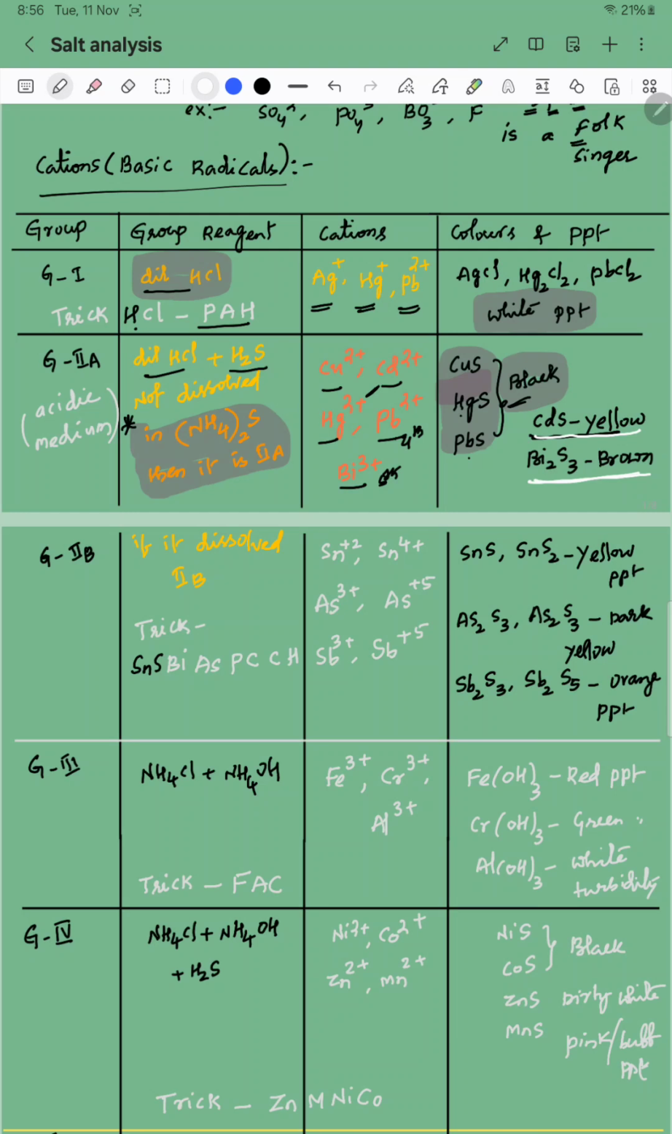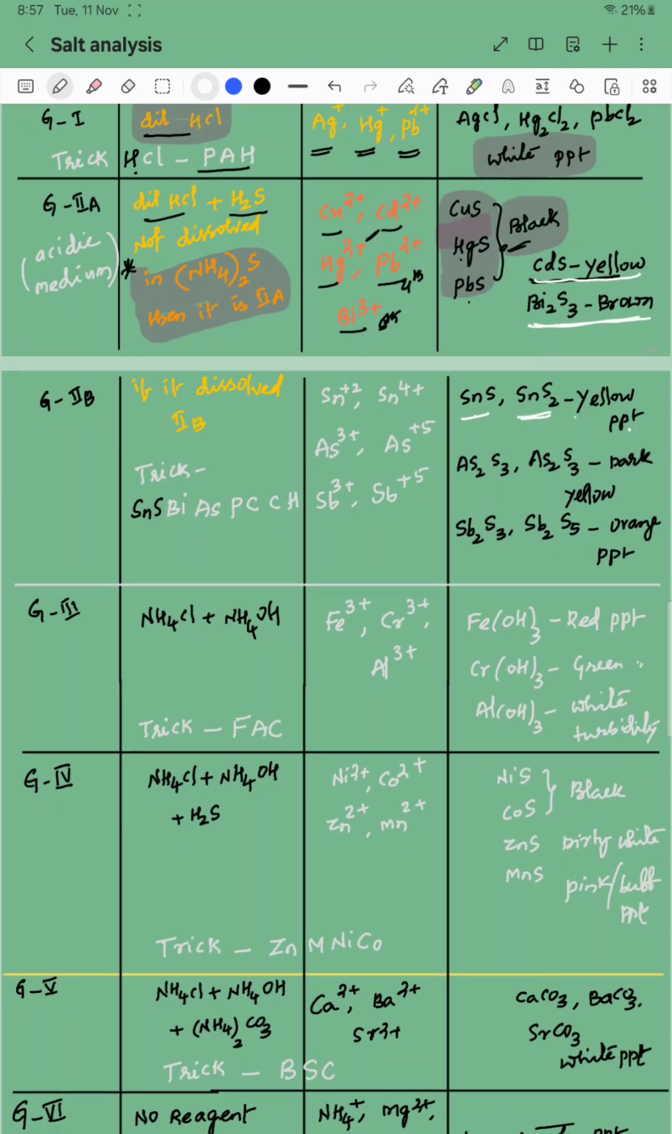Okay. Second B group elements: tin plus 2, tin plus 4 give yellow precipitate. As plus 3, As plus 5 give dark yellow. Sb, antimony, gives orange, right? Okay, yellow, dark yellow, orange. Remember SSY, As dy: tin is yellow, arsenic will be dark yellow, antimony will be orange precipitate, right? Just revise it and practice, student, you will get the answer easily, right?